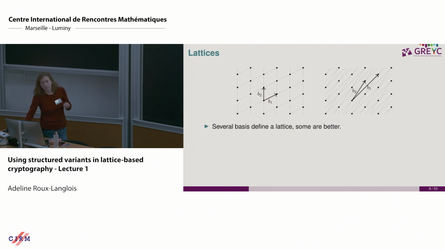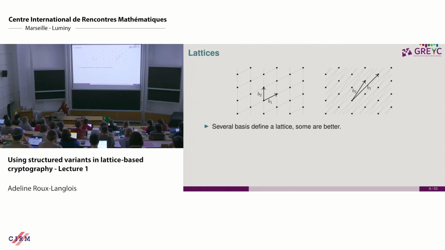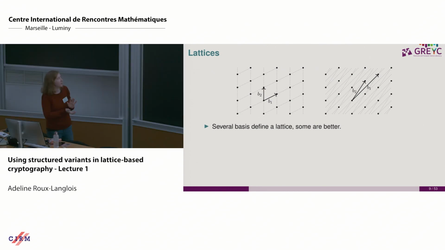Okay. What is important for cryptography and for all the algorithmic problems on lattices is that you can define the same lattice with several bases. Some of these bases are very good, so the one on the left is a very good one, and some are bad, so the one on the right is not very, very bad, but is much less nice than the one on the left, okay? The more orthogonal the basis and the shorter the vectors, the nicer it will be, because it gives you more information on the lattice.